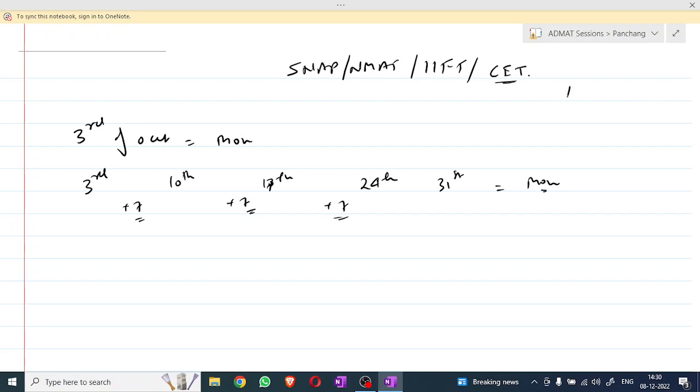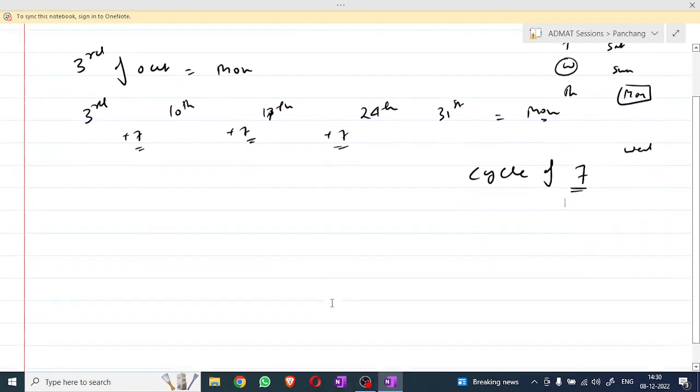We have Monday, Tuesday, Wednesday, Thursday, Friday, Saturday, and Sunday. So from here, if I add 7, I will jump to the next Monday. From Wednesday, if I add 7, I will jump to the next Wednesday. So calendars or days follow a cycle of 7. Every seventh day has to be same. Let us build upon this concept.